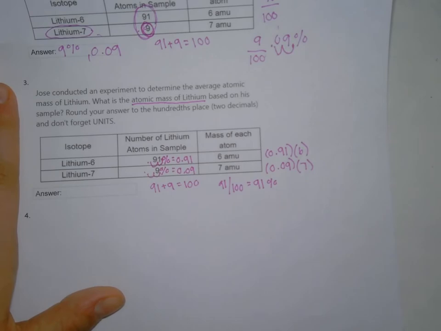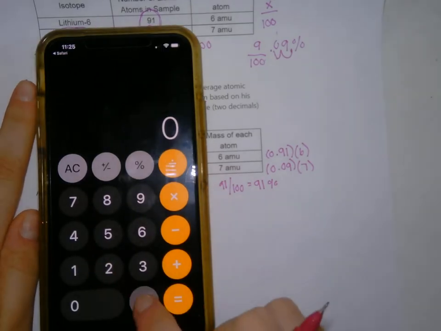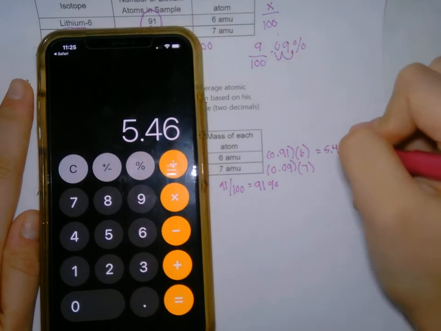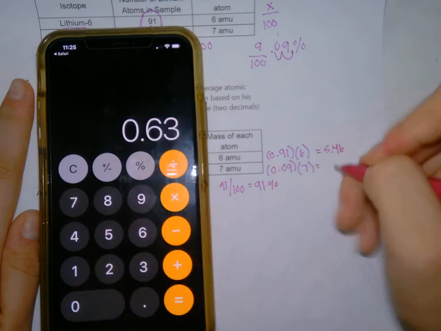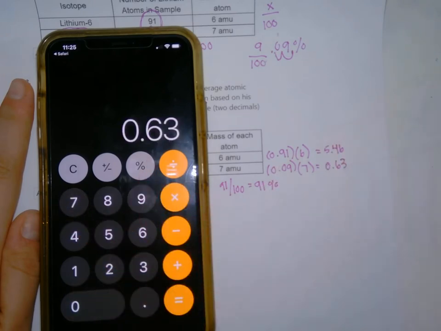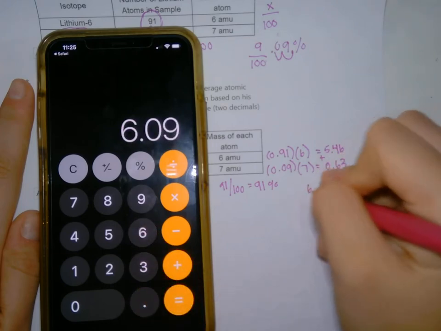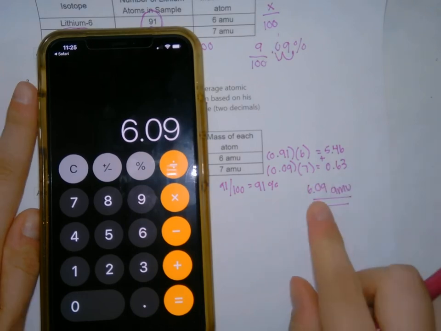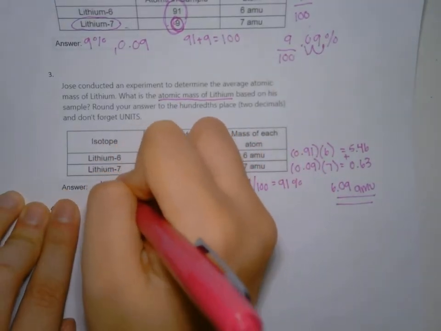So let me get my handy dandy calculadora, and I am going to have 0.91 times 6 is equal to 5.46, and 0.09 times 7 is equal to 0.63. Now last step is I need to add these two numbers. So 5.46 plus 0.63 is equal to 6.09 AMU. Never forget your units. That was the answer for the atomic mass of lithium according to these numbers, 6.09.